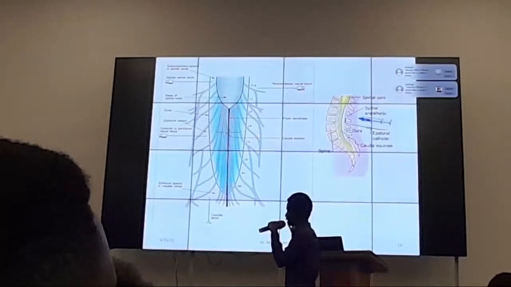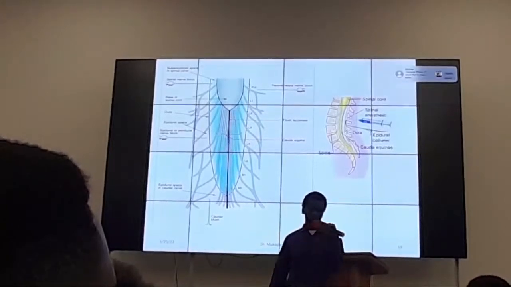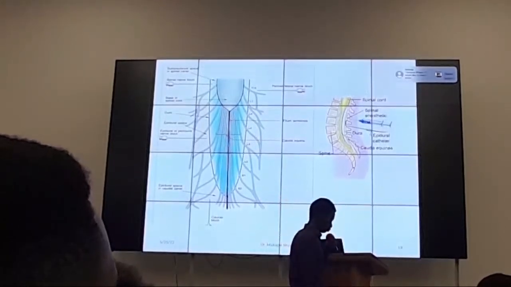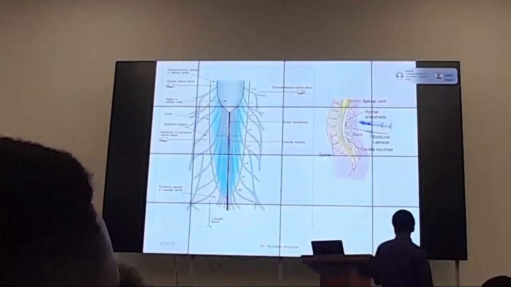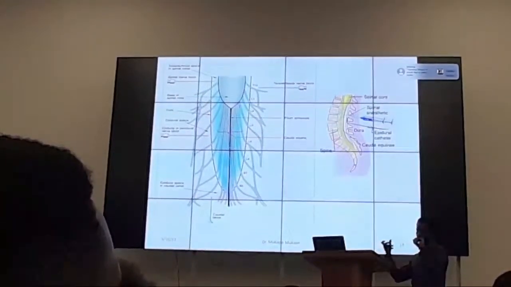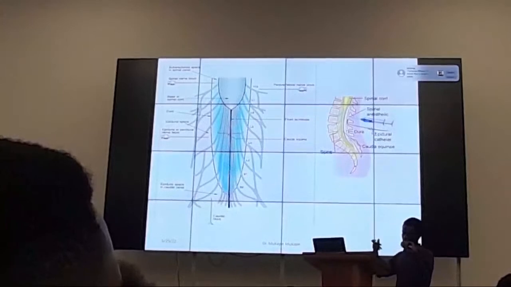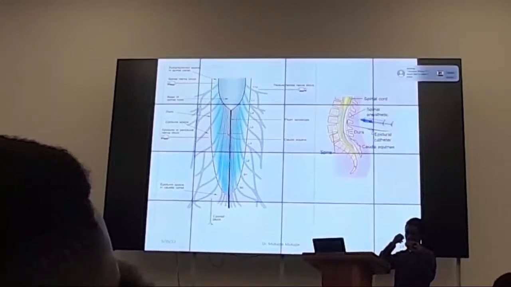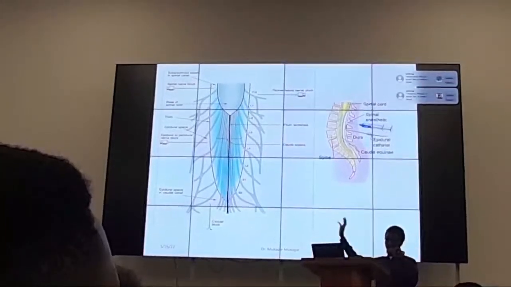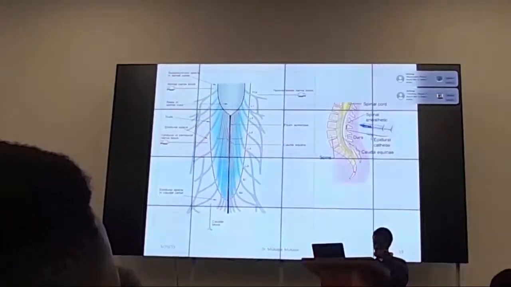This is unlike general anesthesia, where you have to put the patient to sleep. So with spinal anesthesia you are injecting, but with lumbar puncture you are collecting the CSF and taking it to the lab.